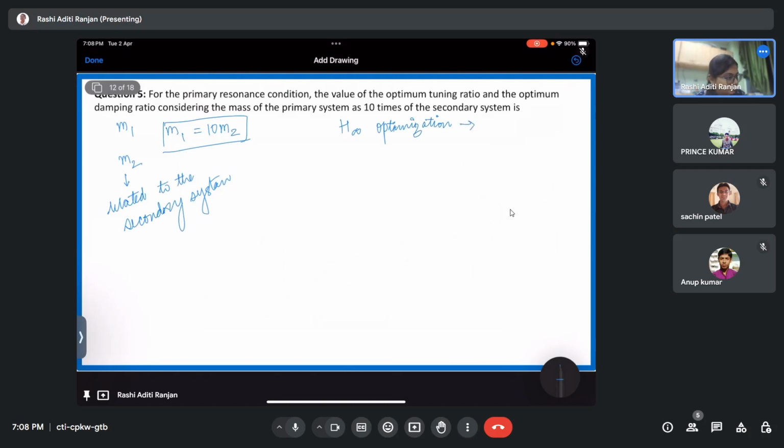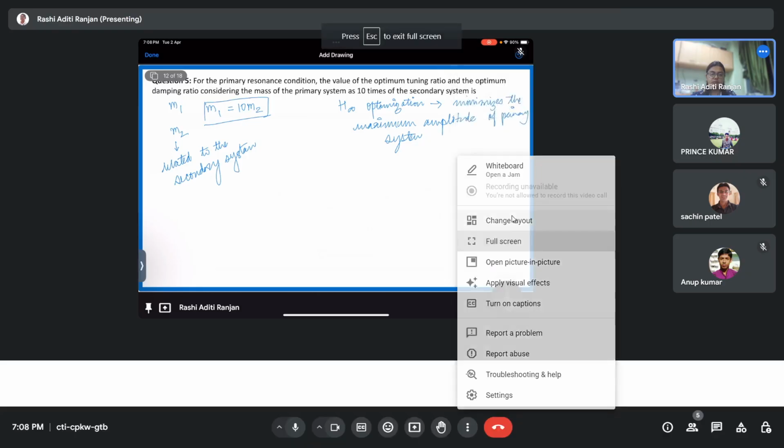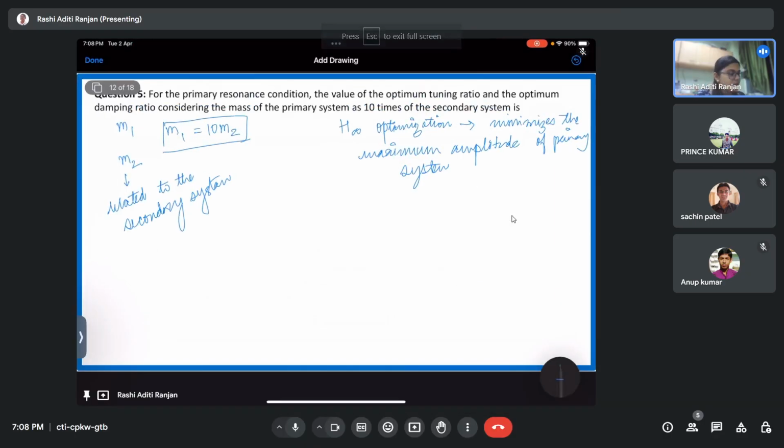Okay, so what does it do? It actually minimizes the maximum amplitude, or you can also say displacement, of your primary system. What is to be taken care of is that we are only concerned about our primary system. We don't care about our secondary system. We are always talking about the properties of my primary system. Correct? So, H infinity optimization.